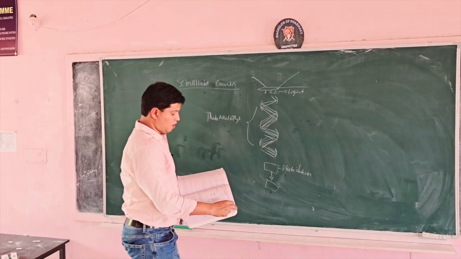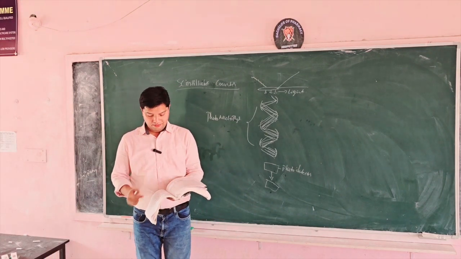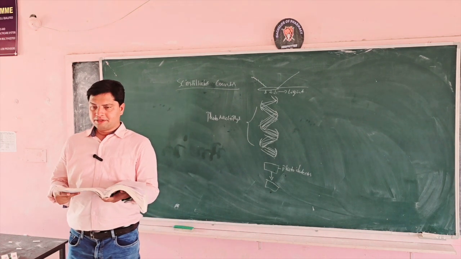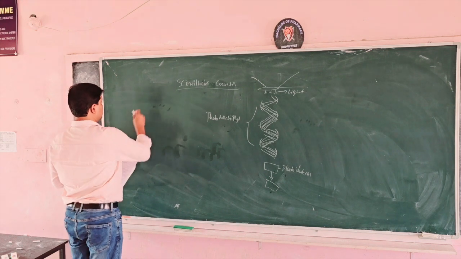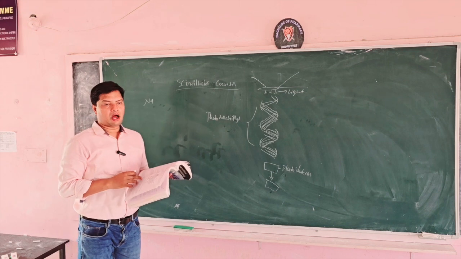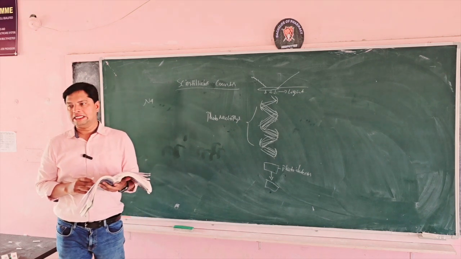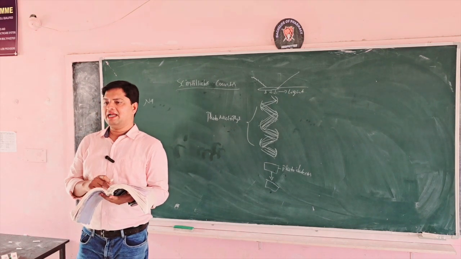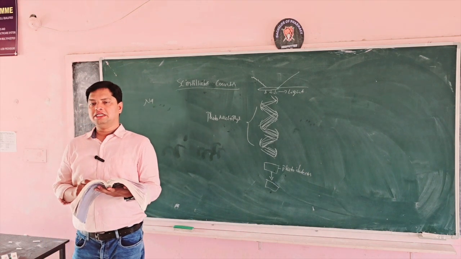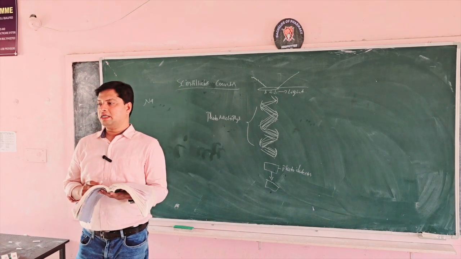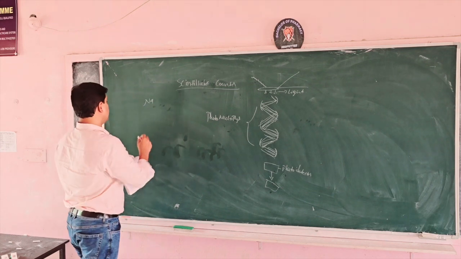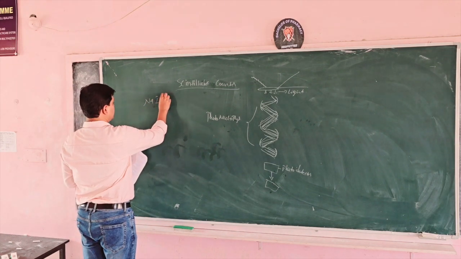Inorganic and organic. Inorganic scintillator is made up of alkali halides. Example, sodium iodide.